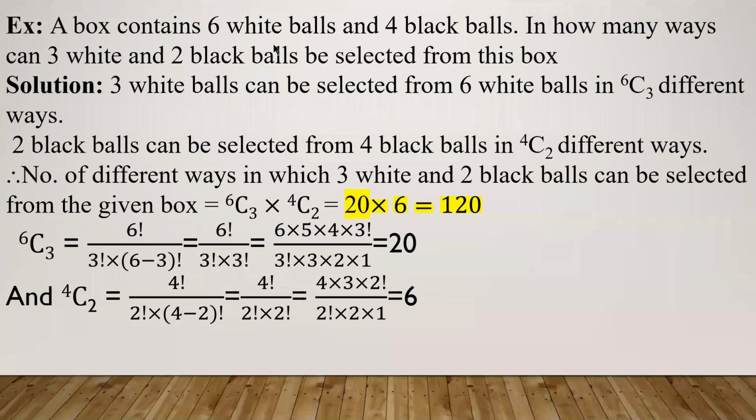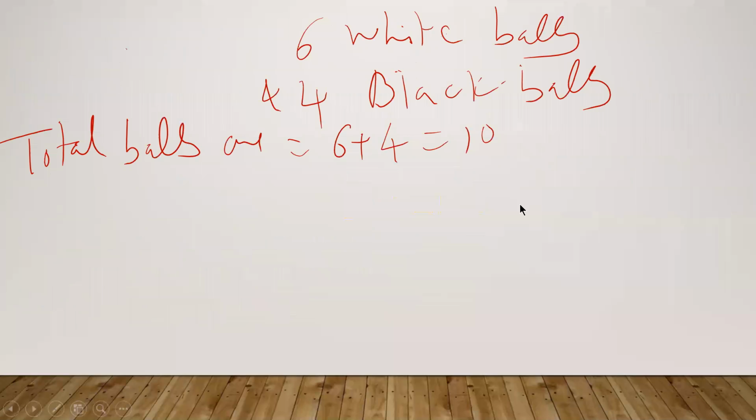A box contains 6 white and 4 black balls. In how many ways can you select 3 white and 2 black balls? Okay, so you have to select what? 3 white and 2 black balls.